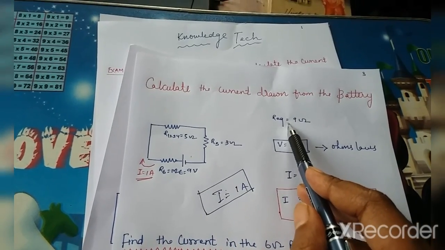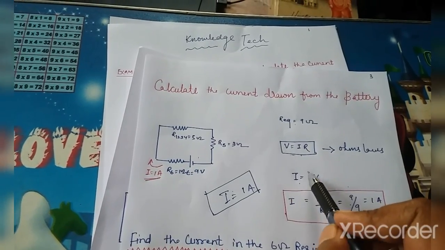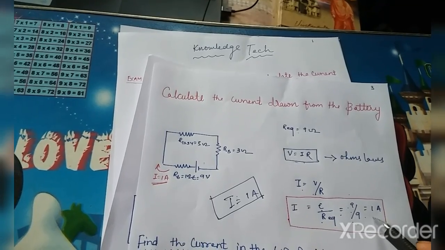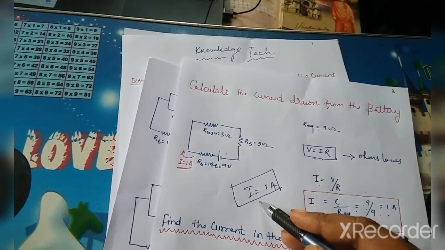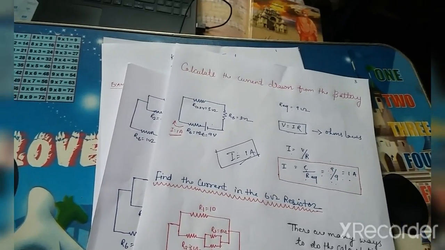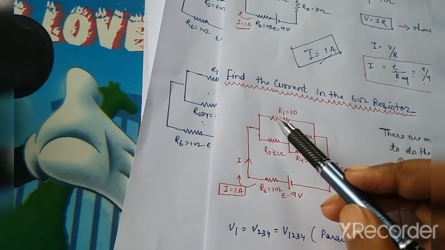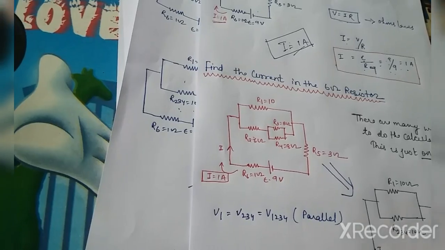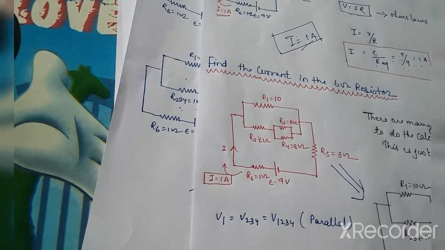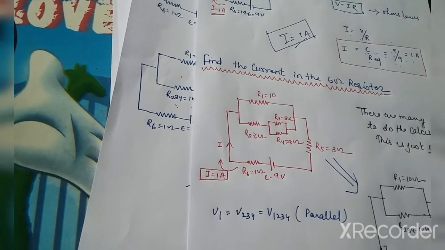The R equivalent we have taken as 9 ohm, and we note Ohm's law, V equals IR. So I equals V by R, which is the voltage source upon R equivalent, equal to 9 by 9, equal to 1. So the total current should be 1 ampere. But we have to find the current through the 6 ohm resistance. Here is the figure of the circuit diagram of the first one, where R1, R2, R3, R4, R5, R6 are given, and we have marked the 1 amp current here.